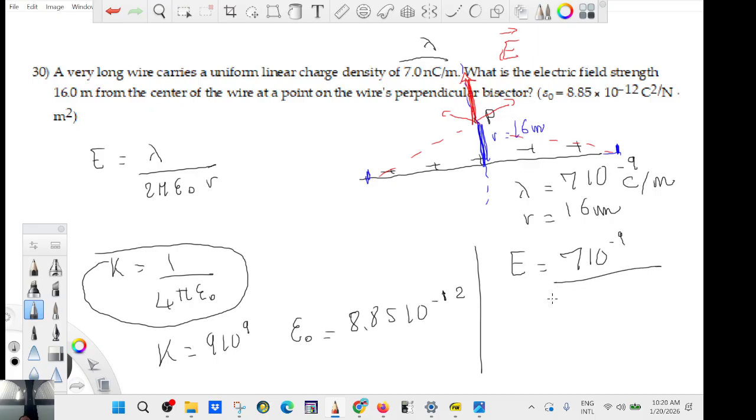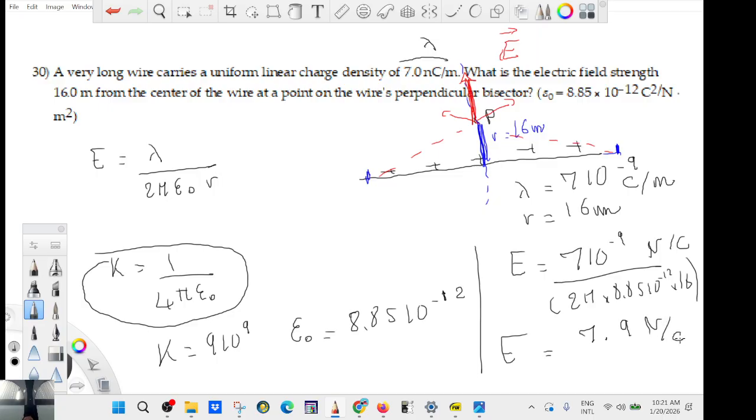Plug it in. Over, open the parenthesis, 2 pi times 8.85 times 10 to negative 12 times 16. Nothing special. Newton per Coulomb. So the magnitude is 130. Did you put 8.85 times 10 to negative 12? 2 pi... 7.9. What's your name? Andrew. Yes. So 7.9 Newton per Coulomb.